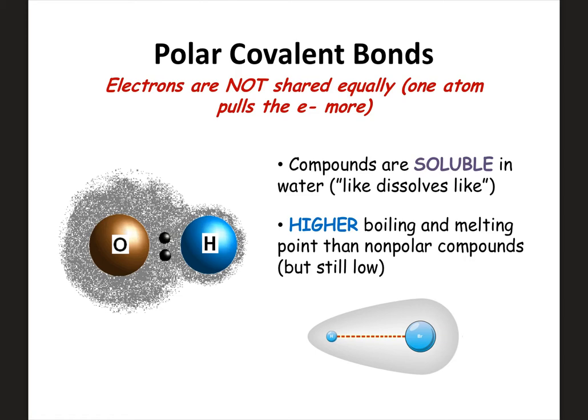If you look at this picture here, again, this gray part is the electron cloud. If you notice in this picture, most of the electron cloud is around the oxygen, because he's winning the tug of war and the electrons are closer to him. So that's what makes this bond polar. The electrons are not shared equally.